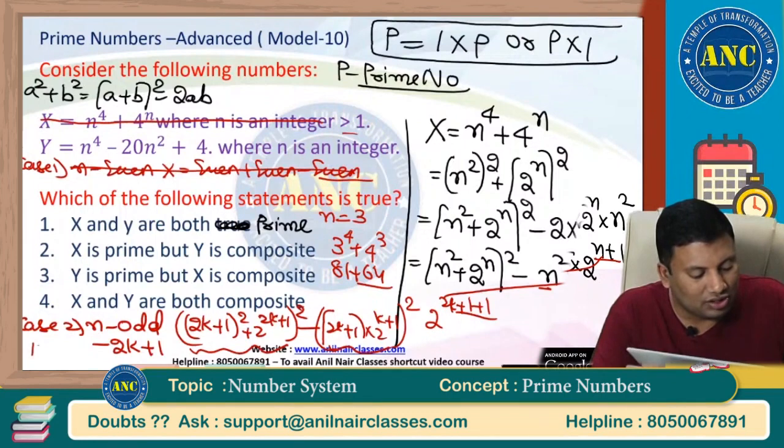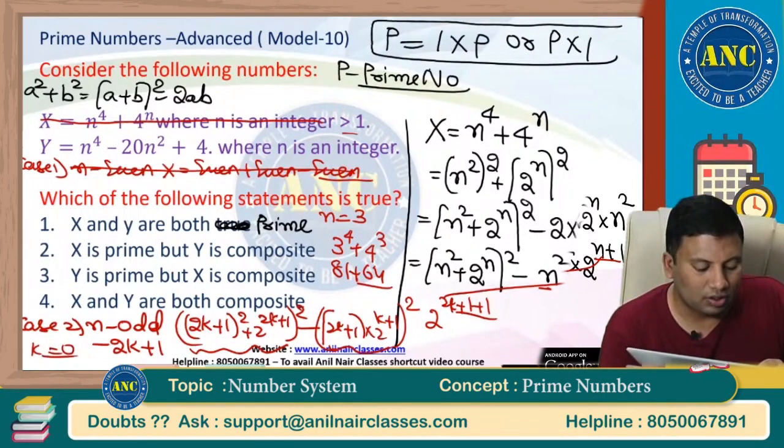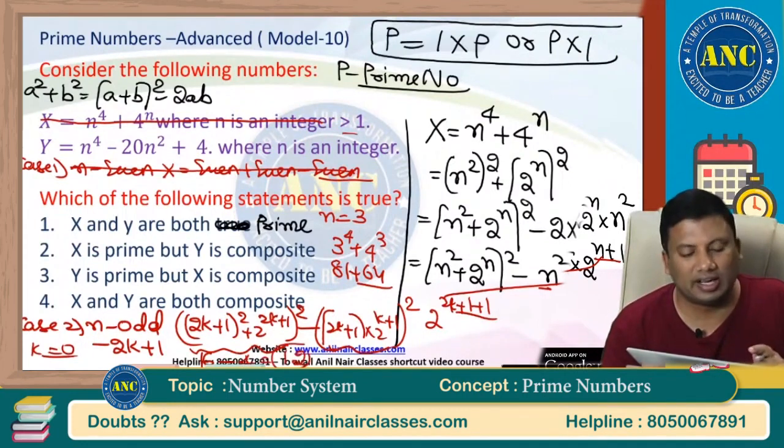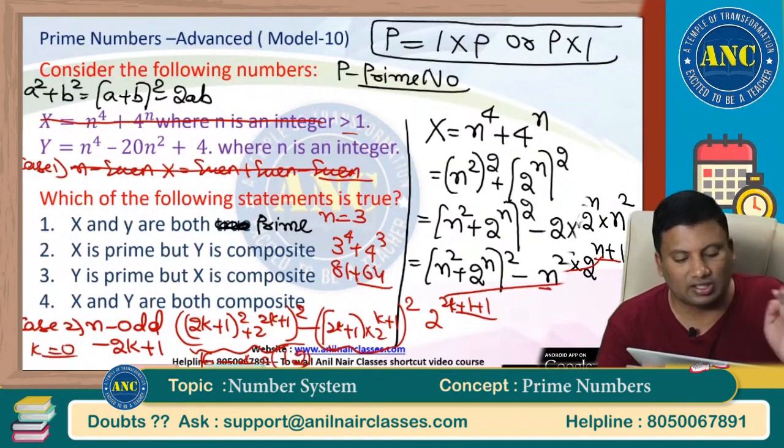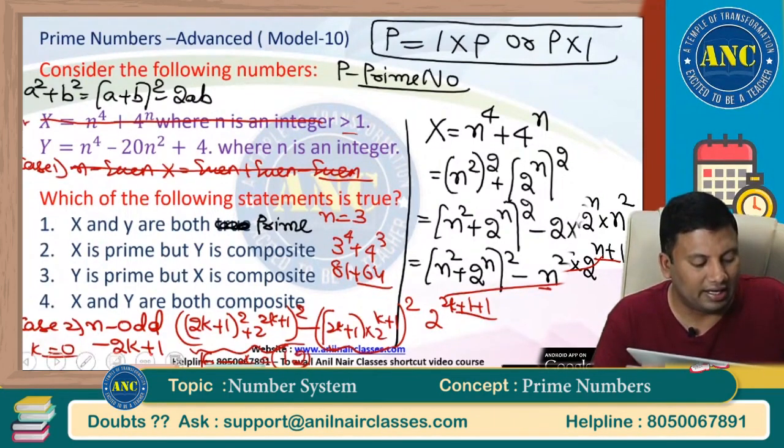Put k value 0, this is nothing but 2 square. 2 square is 4. 4 square 16 minus k value 0. It is 1 into minus 2 square 4. 16 minus 4. You are not getting anywhere. So, answer is x is a composite number. I hope the idea is clear.